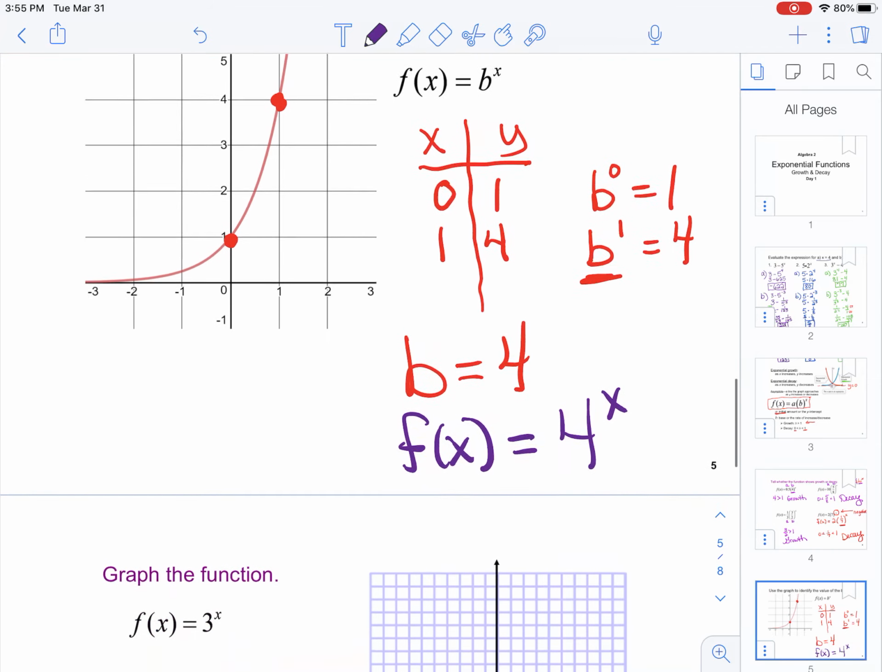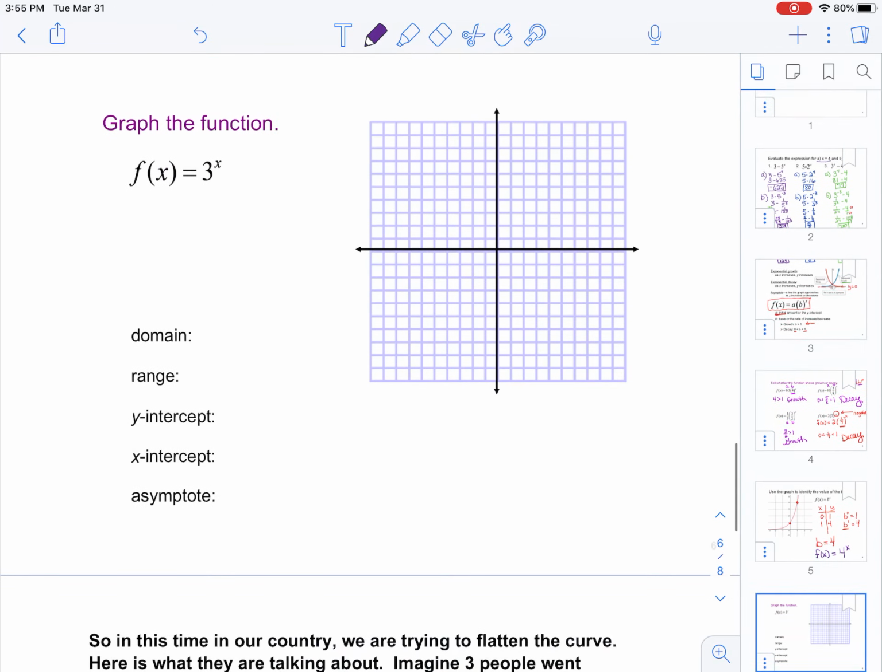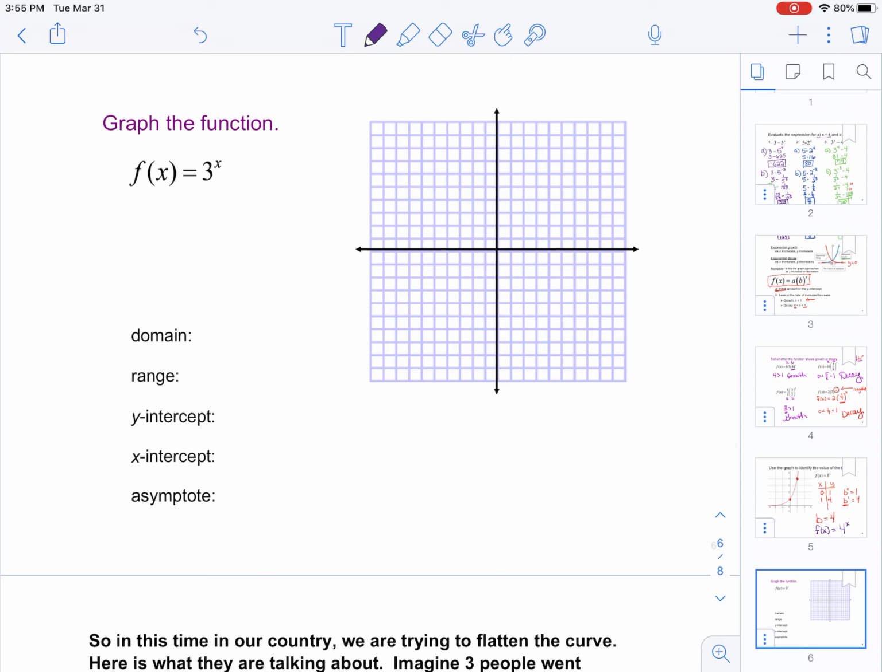Good. Hope I'm not going too fast. All right, we just have 2 more problems and we're done for the day. 2 more. All right, here is the function that we are going to be graphing. To graph this, I like to make an XY chart.